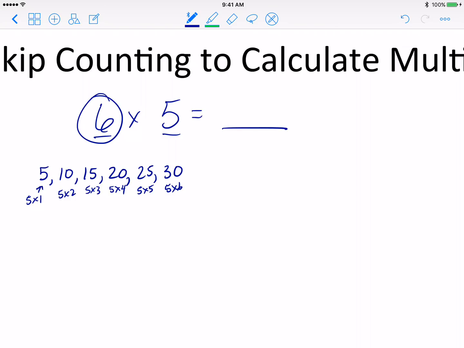So any number you do 5, you could do 5 times 99. That product is going to be a multiple of 5. You could do 5 times 1,000. That answer is going to be a multiple of 5. We could also do it the other way.